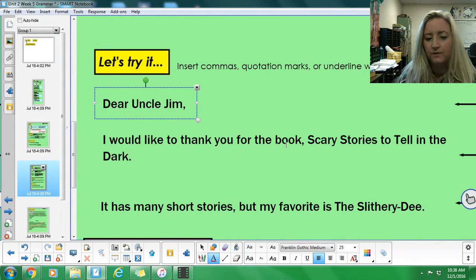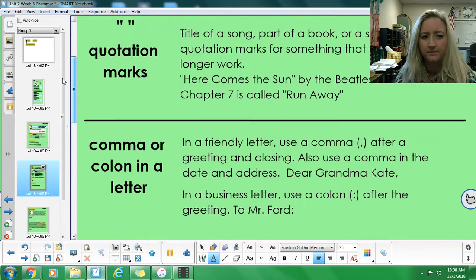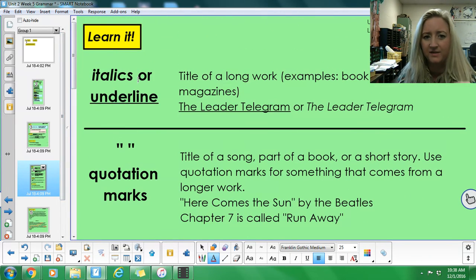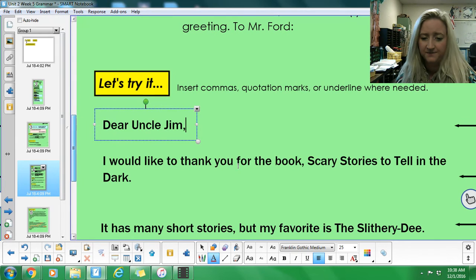I would like to thank you for the book. So I know it's a book title. Use clues in the sentence to know if it's books or articles. It's a book title. So I go back up. Book title, is that italics or quotation marks? Italics for the big stuff or underlining. So, Scary Stories to Tell in the Dark.